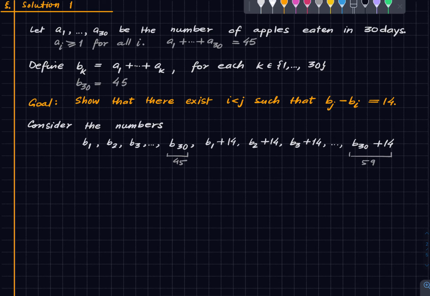Why? Because each Ai is at least 1 and hence this is an increasing sequence. B1, B2, B3, this is a strictly increasing sequence. So no 2 numbers here are equal. Similarly, by the same reasoning, no 2 numbers here are equal.